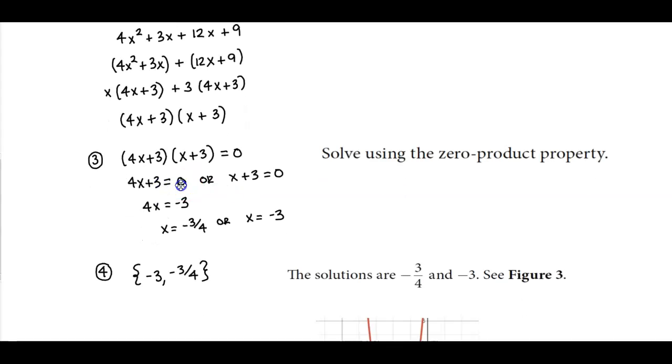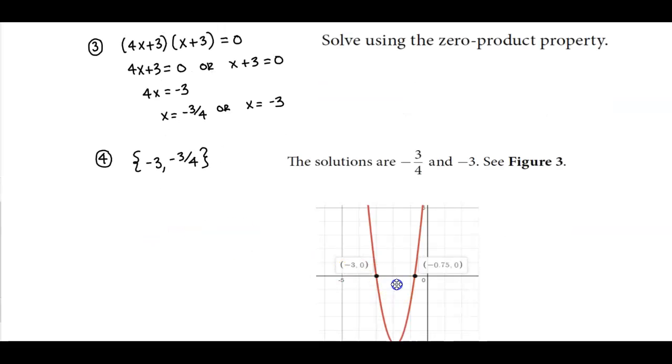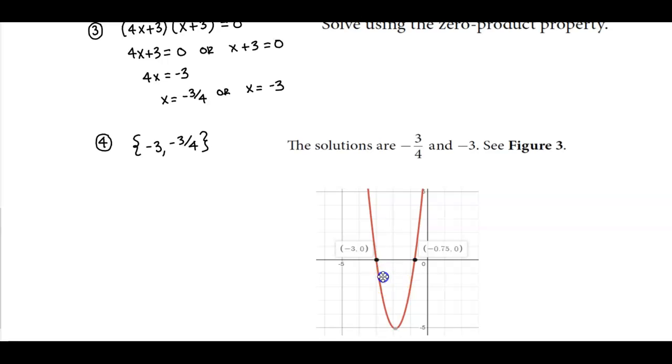So we have 4x plus 3 equals 0, or x plus 3 equals 0. Solving for x, we subtract 3 from both sides and then divide by 4 to get x equals negative 3/4. Over here we subtract 3, and we get x equals negative 3. So our solutions are negative 3 and negative 3/4. If you take a look at where it crosses the x-axis, it crosses at negative 3, 0, and negative 0.75, which is the same thing as negative 3/4, 0.